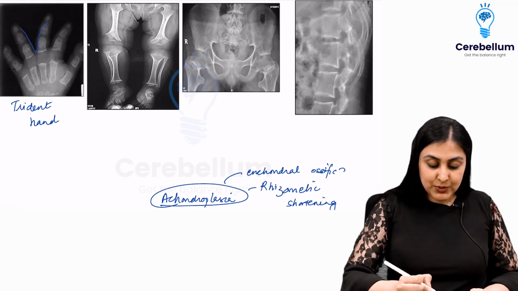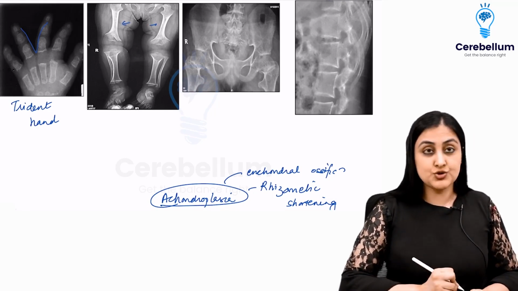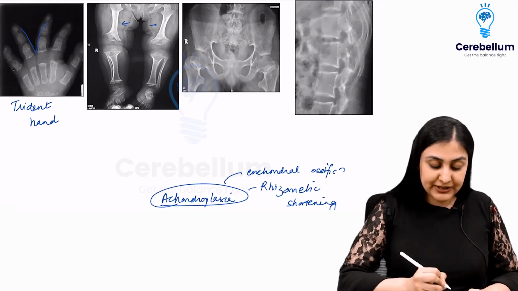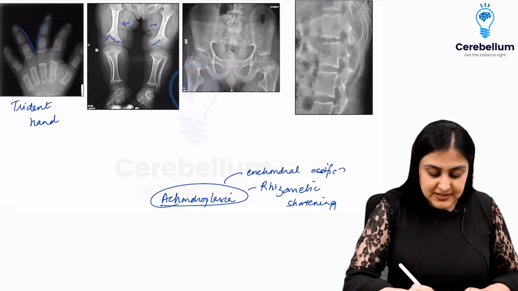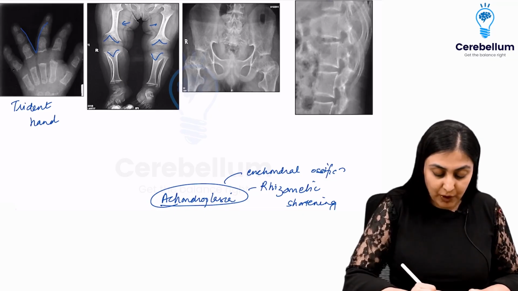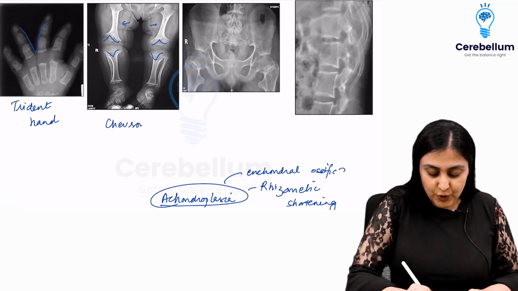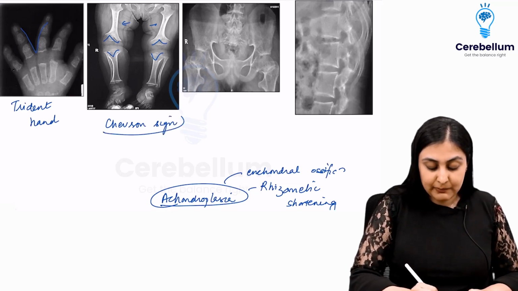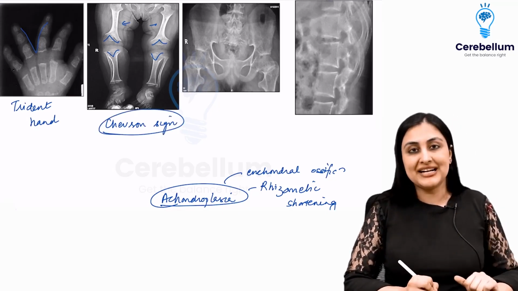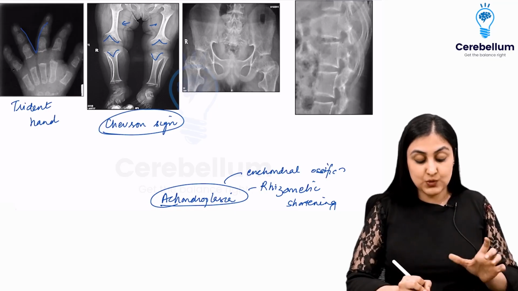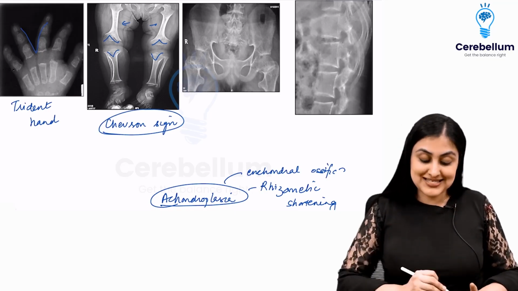In the limb X-ray, you can see how the femurs here are so short. So this is rhizomelic shortening, and at the metaphysis, there is this V here which gets formed. This is called the chevron sign. So remember, in achondroplasia, it's the metaphysis which is affected. There's this V which is the chevron sign.